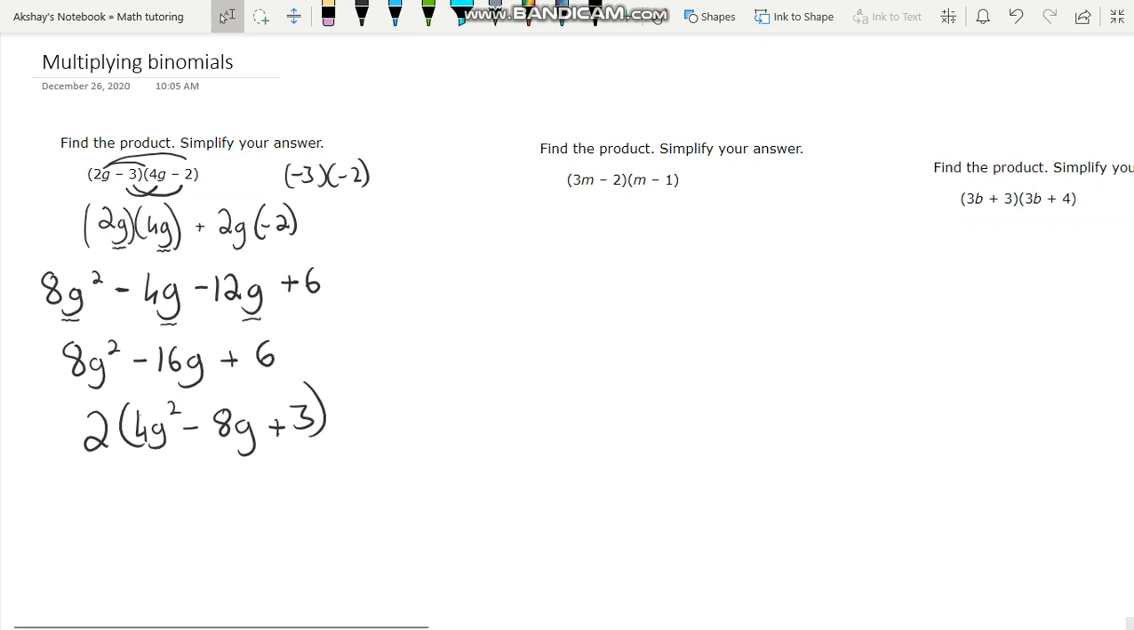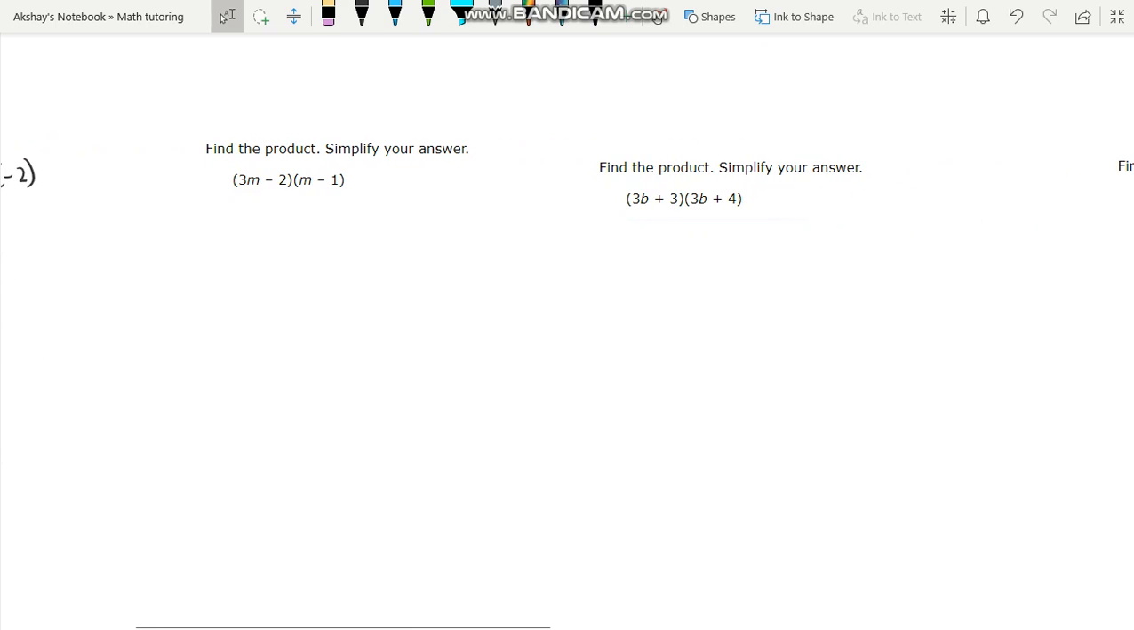There we go. Moving to our second question. Feel free to pause the video and try this on your own. So we have 3m minus 2 times m minus 1. I can multiply my 3m with m using my distributive property. 3m times m is 3m squared. 3m times negative 1 is negative 3m, sorry. Negative 2 times m gives me negative 2m. And negative 2 times negative 1 gives me positive 2.